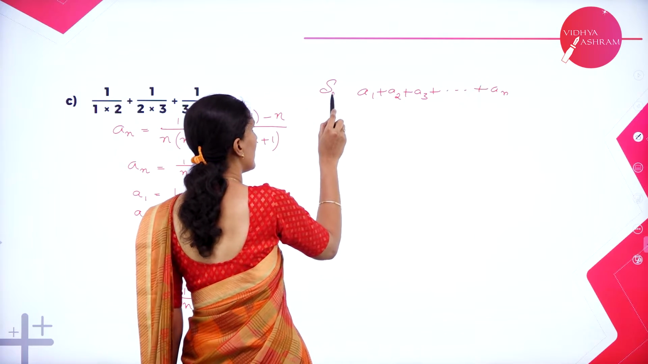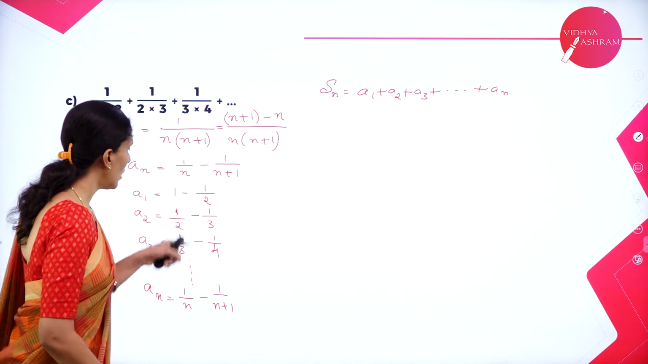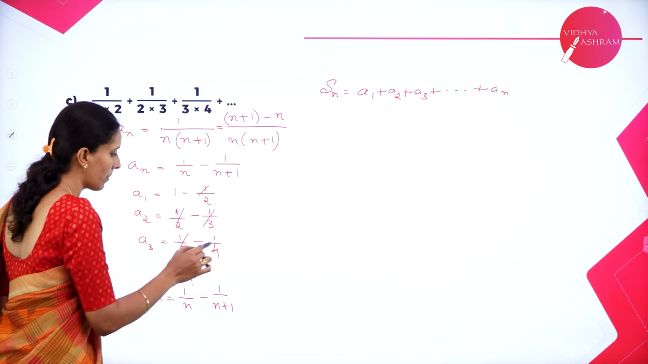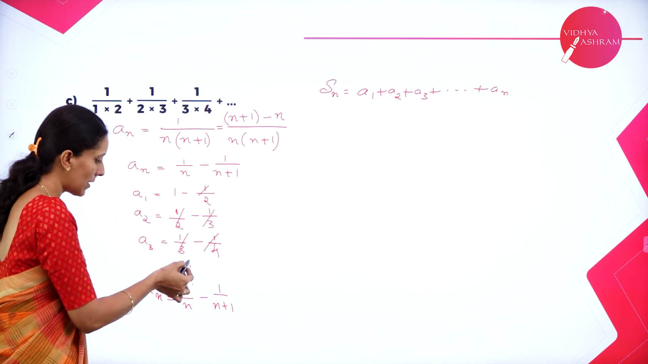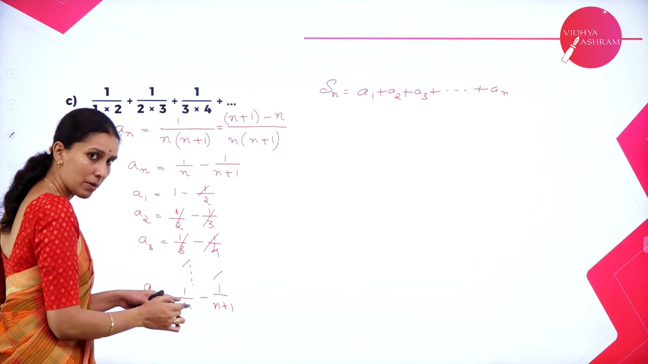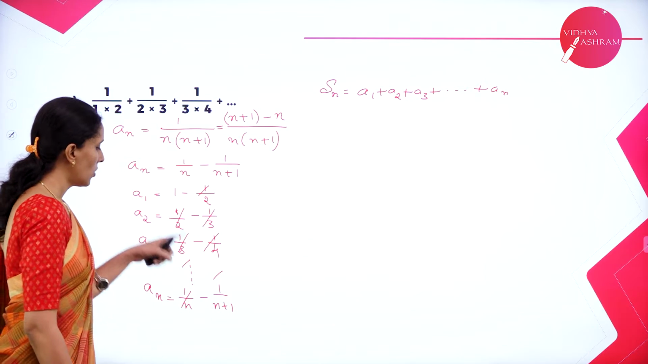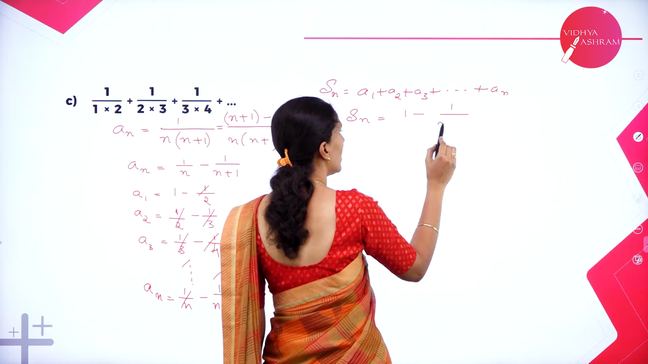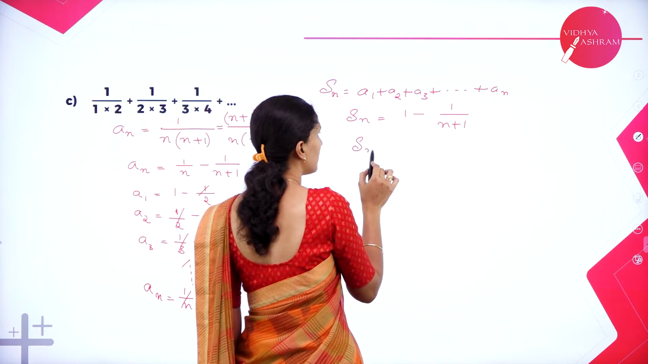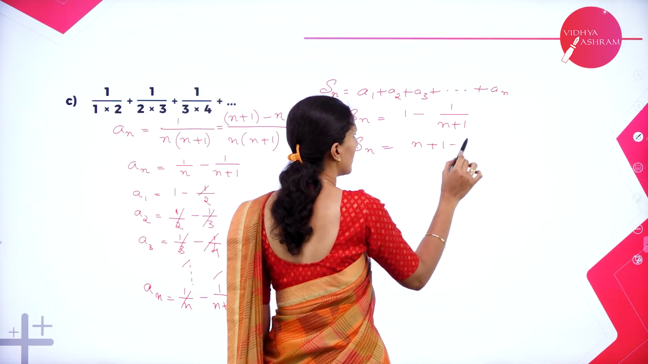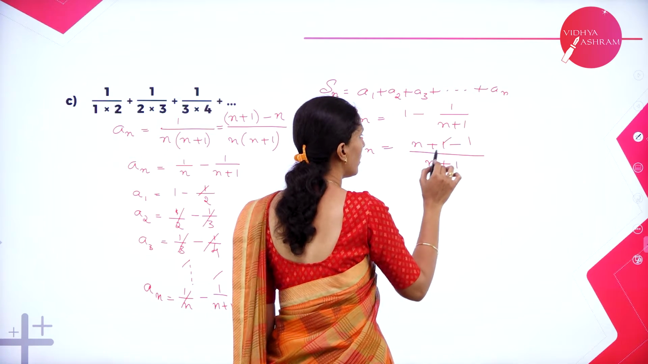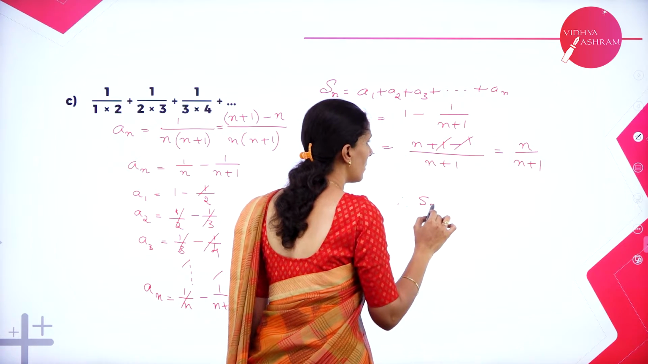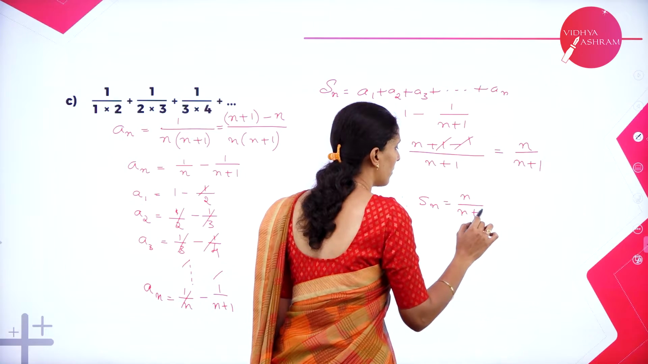is nothing but Sn. So when you add all the terms, you can clearly see minus half plus half, minus 1 by 3 plus 1 by 3, minus 1 by 4, again we'll get plus 1 by 4. The previous minus 1 by n cancels with the plus 1 by n. So we are left with Sn equal to 1 minus 1 by n plus 1. On solving, we get this as n by n plus 1. So therefore, the summation of the given series is n divided by n plus 1.